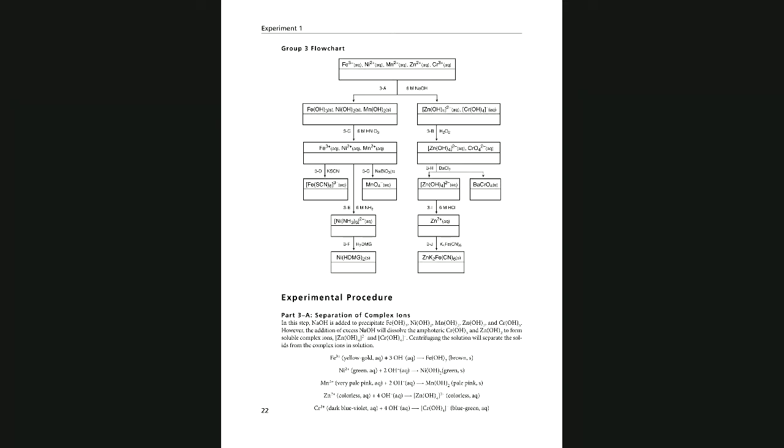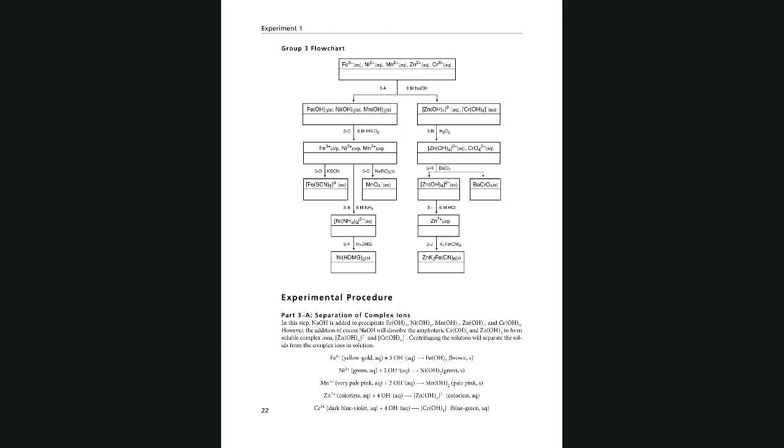So you need to use it for unknown. You don't want to have the wrong information. Because when you're working with the unknown, you have to depend on your friend, which is your lab notebook, and your lab notebook should have proper and correct observation. So that is the flowchart that we are going to follow.